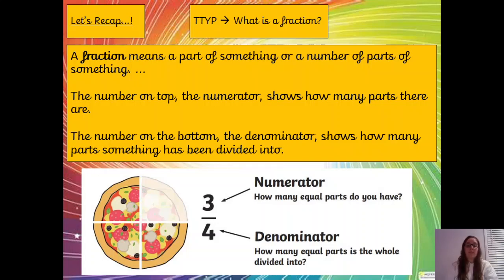Okay, so hopefully, fingers crossed, most of you are saying that the word equal is the most important part, and you'll be absolutely right. The parts do need to be equal when we're looking at fractions, otherwise, it's not a fraction. The parts really must be equal. If we had a really big bit of pizza here and 2 smaller bits over here, it wouldn't be a fraction.